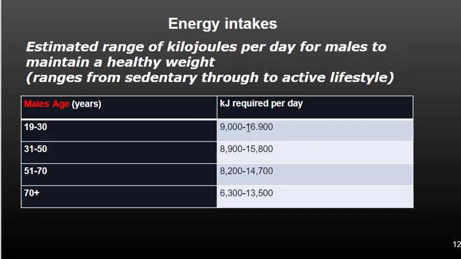In this table, we can see that a person that's very active could require a lot more energy, up to 16,900, compared to a person that's very inactive. They would only require maybe 9,000 kilojoules. The graph also shows that as we get older, we need less energy. We compare a 19-year-old, say needing 9,000 kilojoules, with a person over 70 who would only need 6,300 kilojoules. This drop in energy requirements is related to the loss of lean muscle mass.